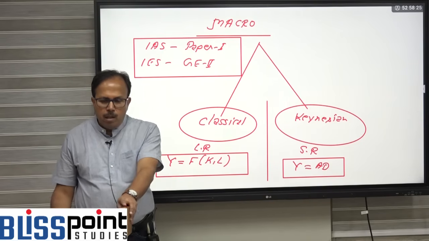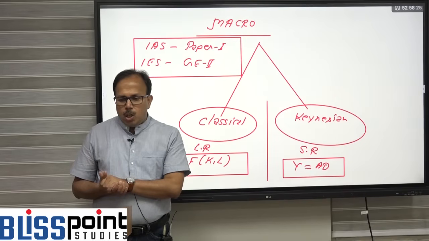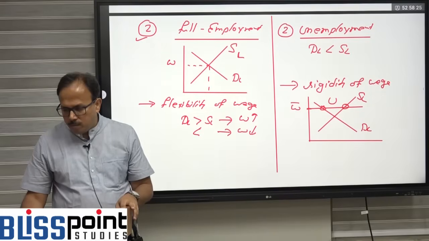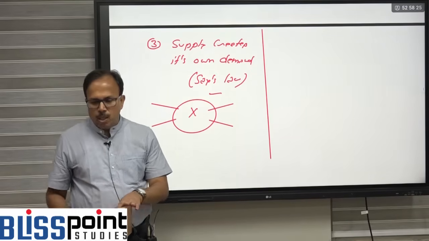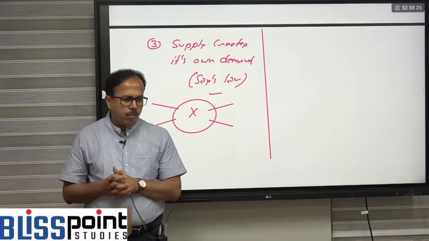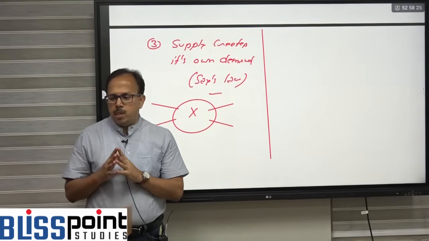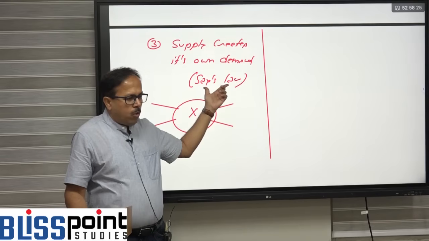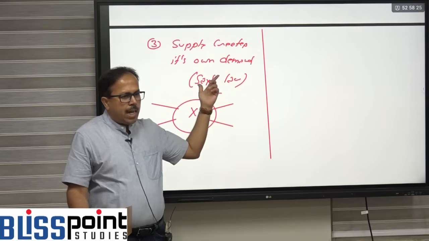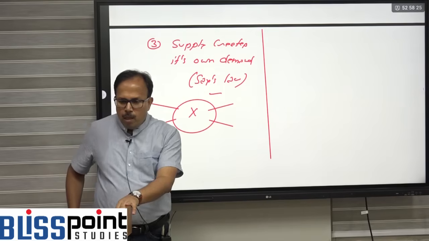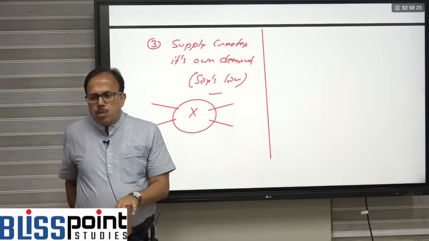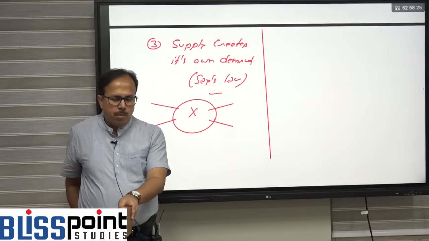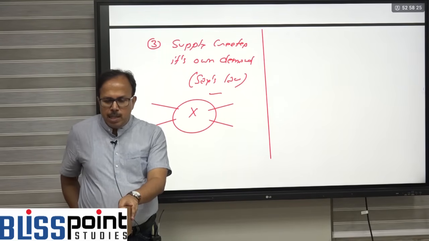Next paragraph. Classical economics is based on Say's law. Just underline Say's law. Is based on Say's law, which states that supply creates its own demand.